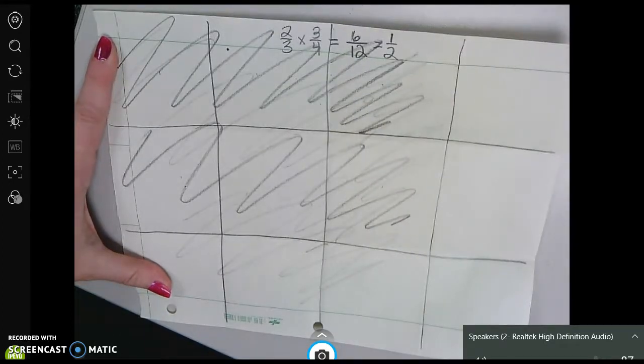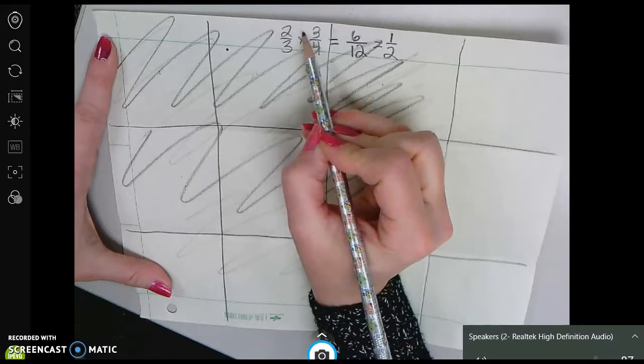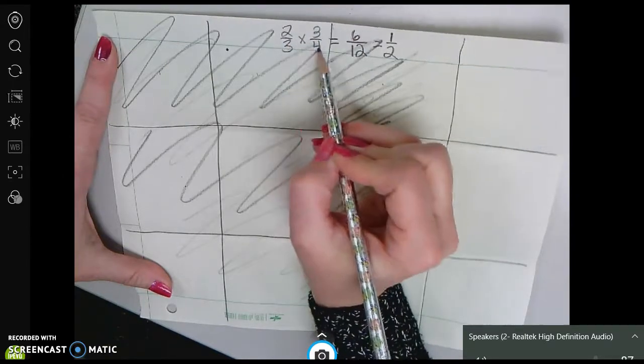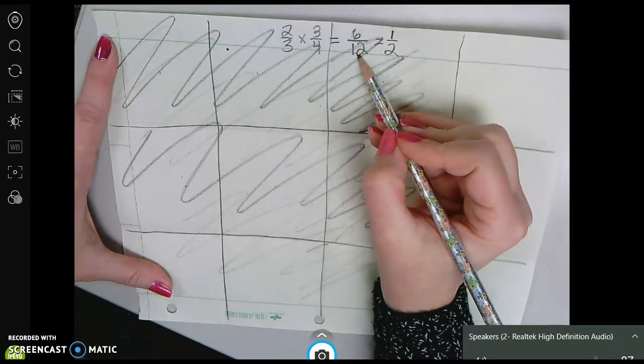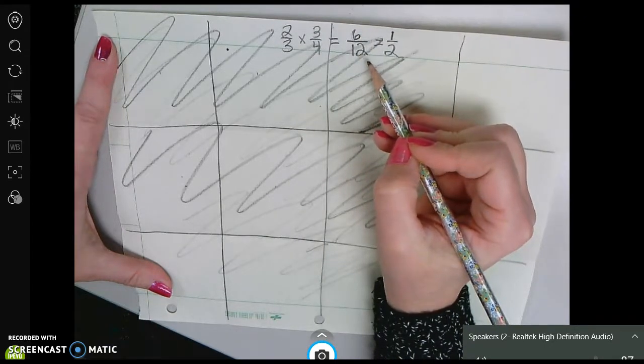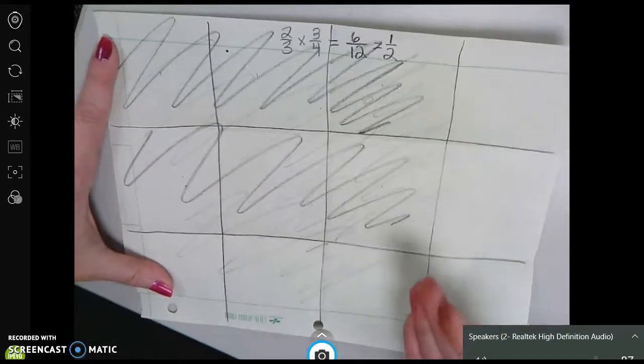Now, of course, when you multiply fractions, the procedure is just to multiply straight across. 2 times 3 is 6, 3 times 4 is 12, and we simplify by dividing the numerator and denominator by a common factor, which is 2, so we get 1/2. The model simply shows why that works.